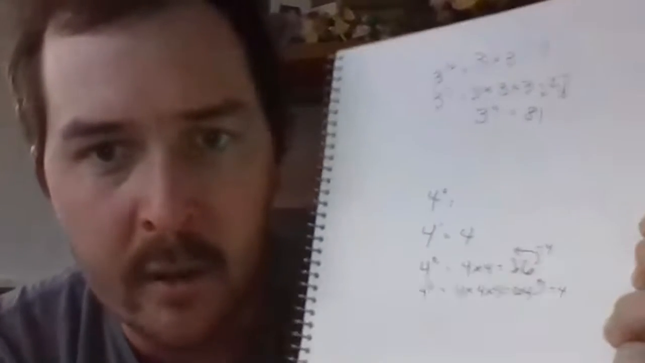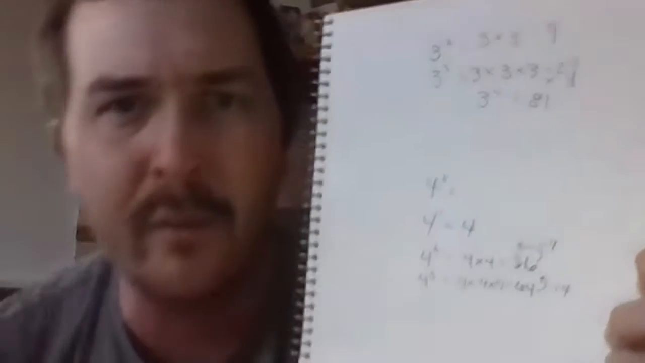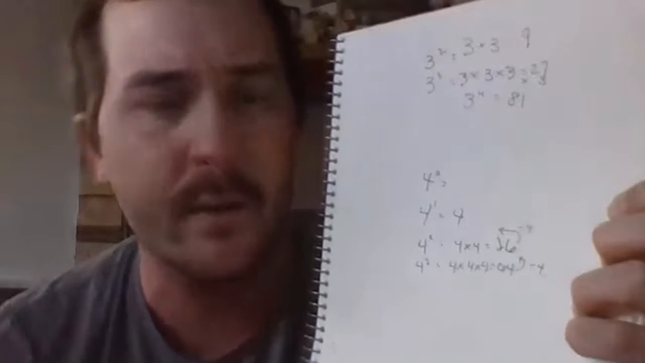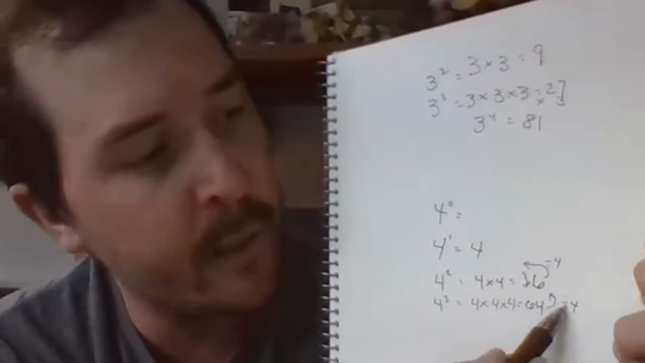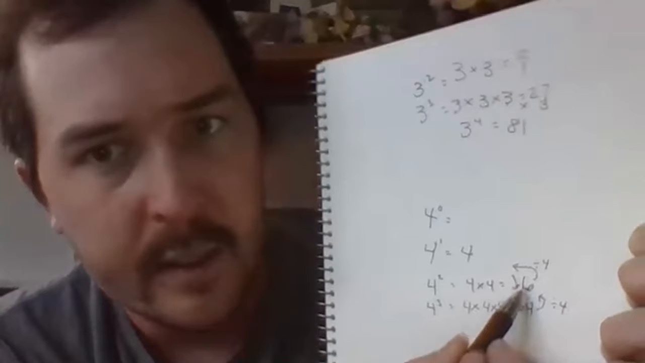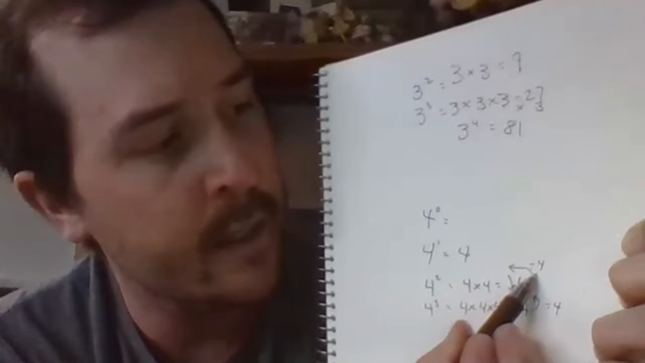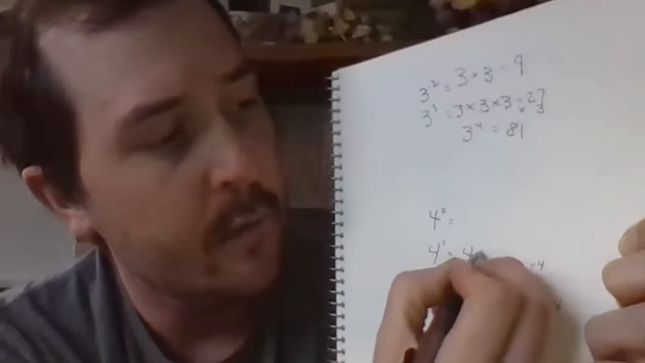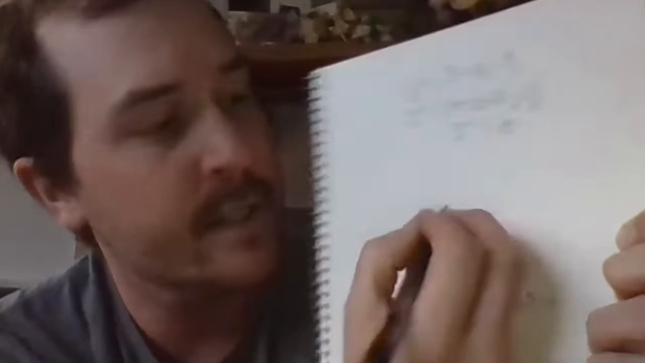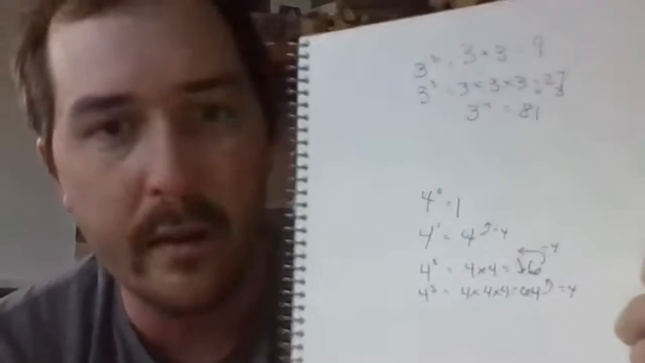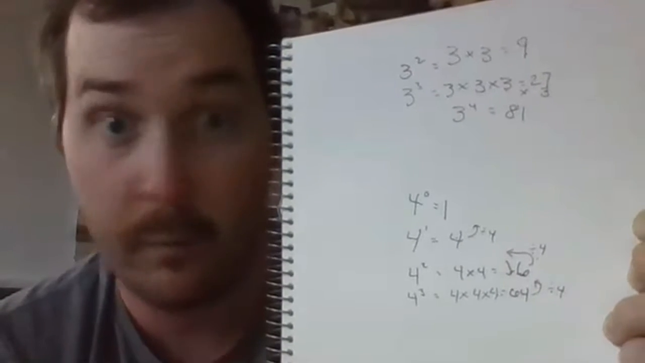A lot of you might be thinking, oh, that's got to be 0, because 4 times 0 is 0. Actually, look at our pattern. 64 divided by 4 is 16. 16 divided by 4 is 4. 4 divided by 4, it's not 0, rather it is 1.